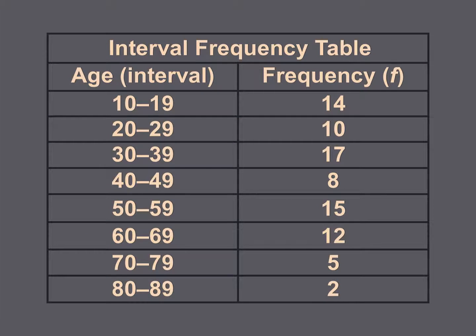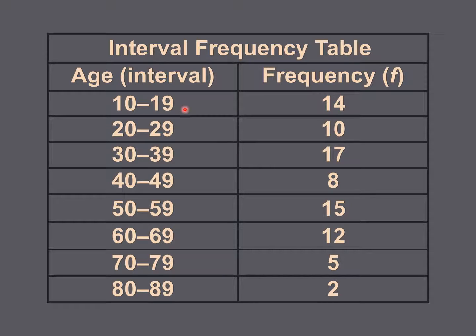All right, so the next type of table I want to look at, it's called an interval frequency table. So an interval frequency table is going to have intervals instead of data, and then the frequency that numbers appear within that interval. So let's take a look at page 406. And we have this interval frequency table. So you have some different ages. So this would be between the ages of 10 and 19, there are 14 people. Between the ages of 20 and 29, there are 10 people. Between the ages of 30 and 39, there are 17 people.